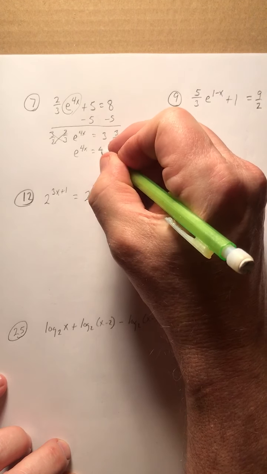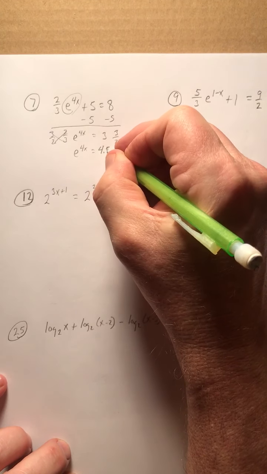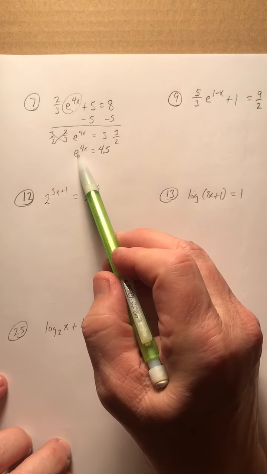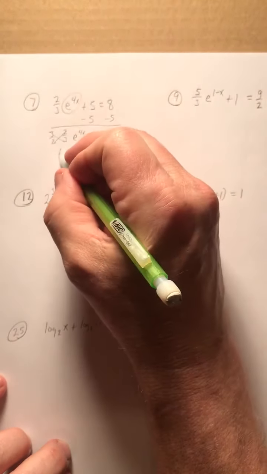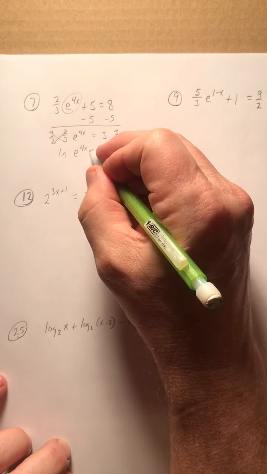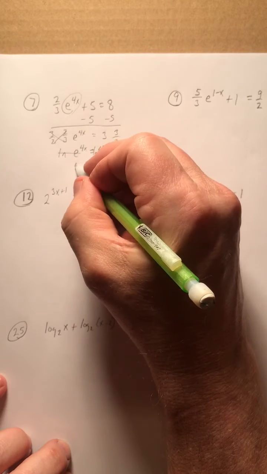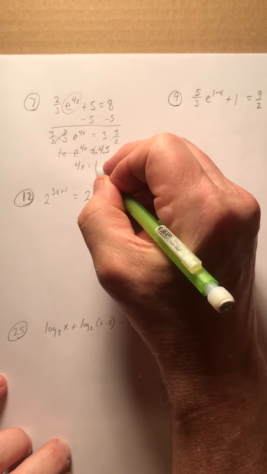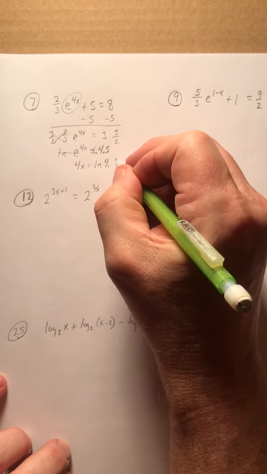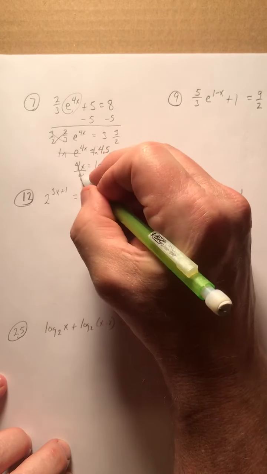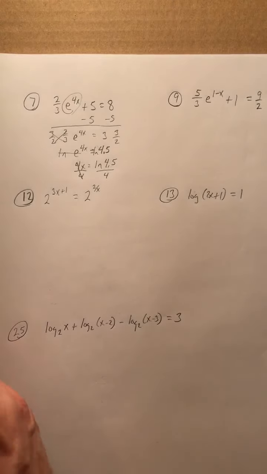I can put it as 4.5. Might make it a little bit easier. Now we got to get rid of this e, so I have to do ln. And again, whatever I do to one side, I have to do to the other side. So the ln cancels out the e, and I'm left with 4x equals the natural log of 4.5. And then I divide by 4, and then I'm ready for the calculator.